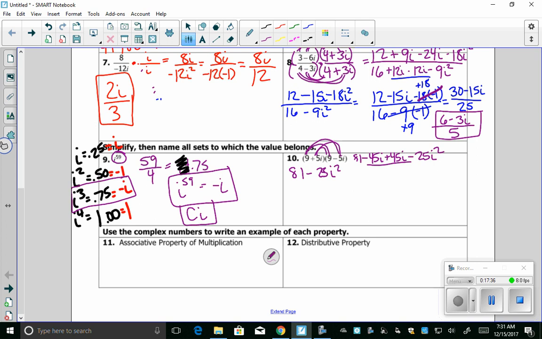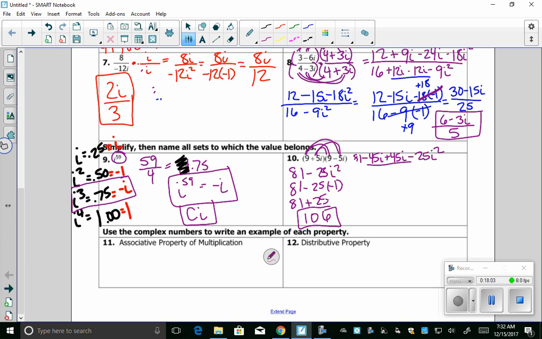squared. Substitute in -1. 81 minus 25 times -1. 81 plus 25, because -25 times a -1 is +25. 81 plus 25 is going to give you 106. This is a simplified answer.